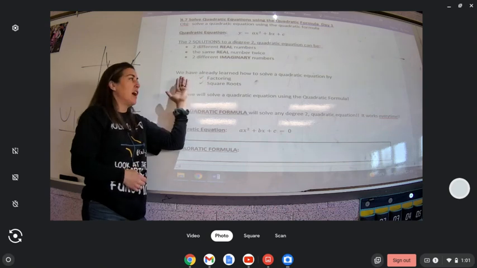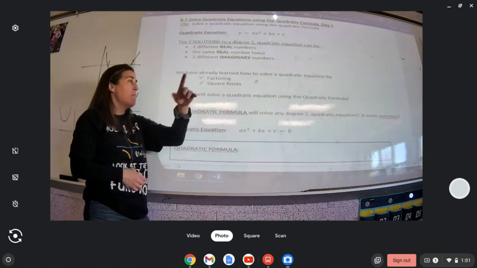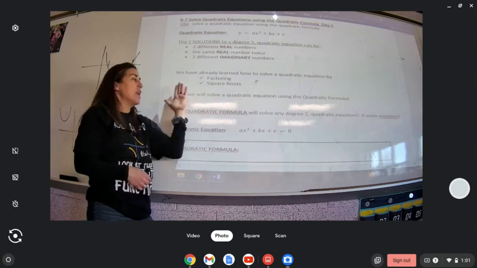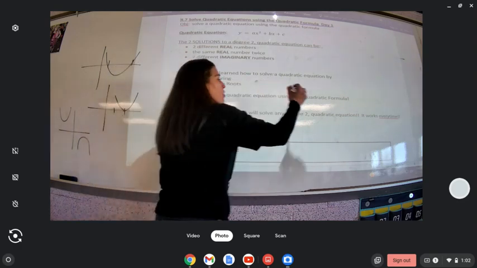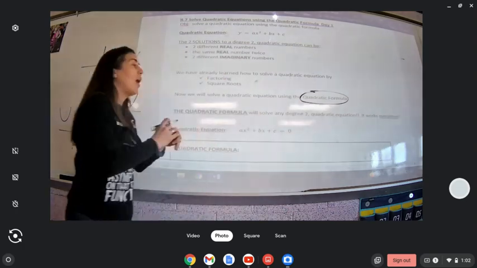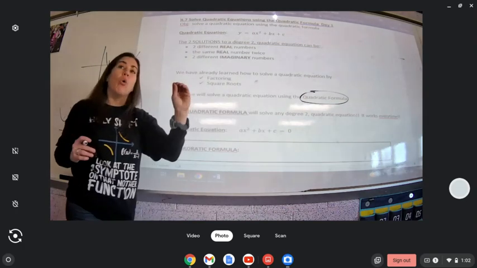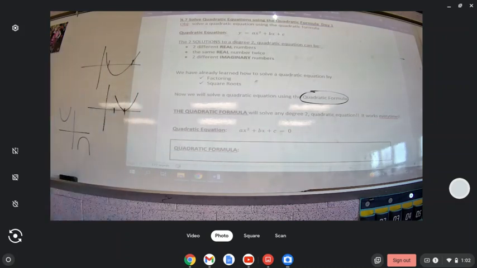We have already learned how to solve a quadratic equation by factoring. We've already learned how to solve a quadratic equation using square roots. Now we're finally going to learn the third way, the quadratic formula. And the quadratic formula, guys, works every time. It is the only method that can solve every quadratic equation out there. So I have students that say, Hardy, I'm just going to remember the formula and I'll use it to solve every single quadratic equation. And you could do that because it always works.